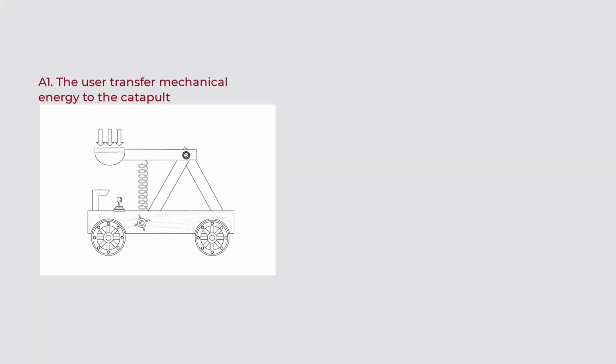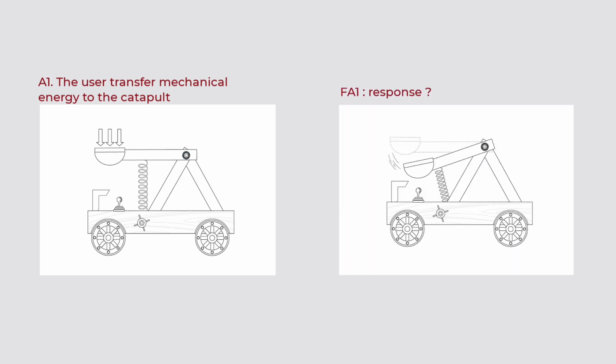Now that we have identified the initial activity, let's analyze the next one. According to the guide, we begin with formula FA1, examining how the device responds. The previous activity, Activity 1 or A1, is the user transfers mechanical energy to the catapult. Now, we ask, how does the catapult respond to this energy transfer? In other words, how does the catapult react?